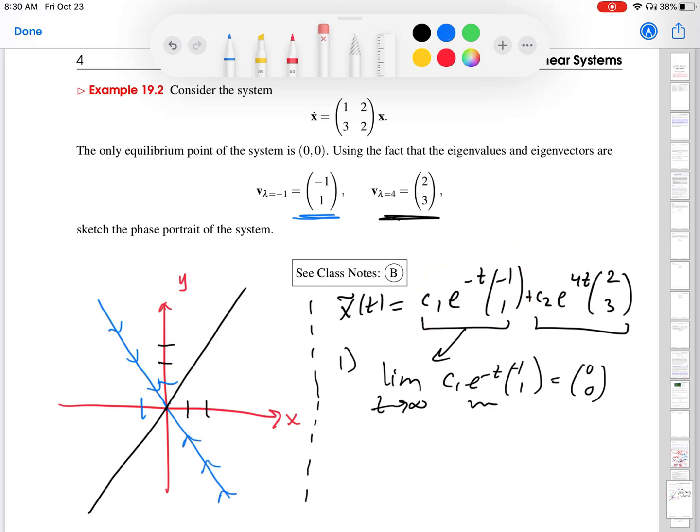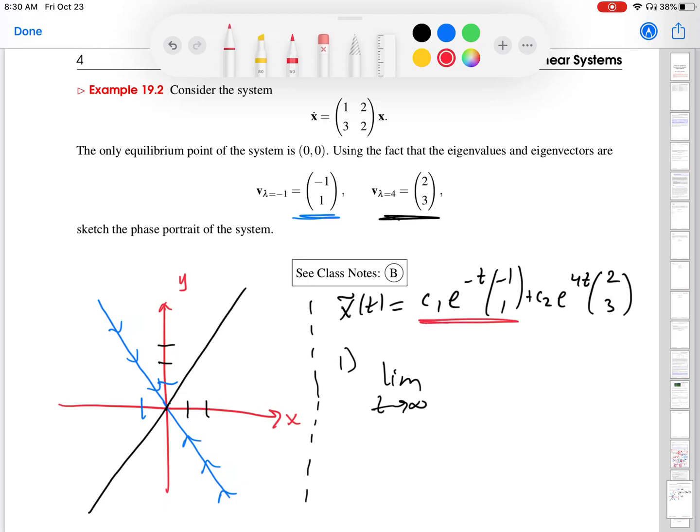So that's good information. Let me go back and do the analysis for the other half of the solution. So suppose I choose an initial condition that makes C1 0. So I'm looking only at this part of the solution. What happens as t goes to infinity there? Well, that's what we just talked about a little bit earlier.